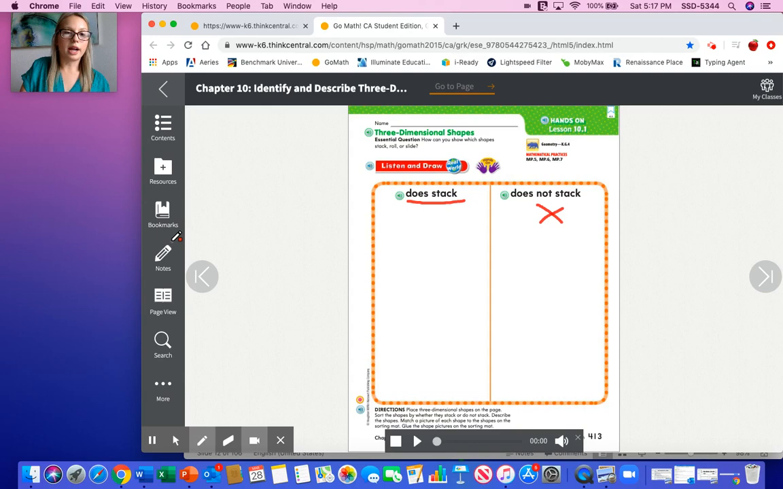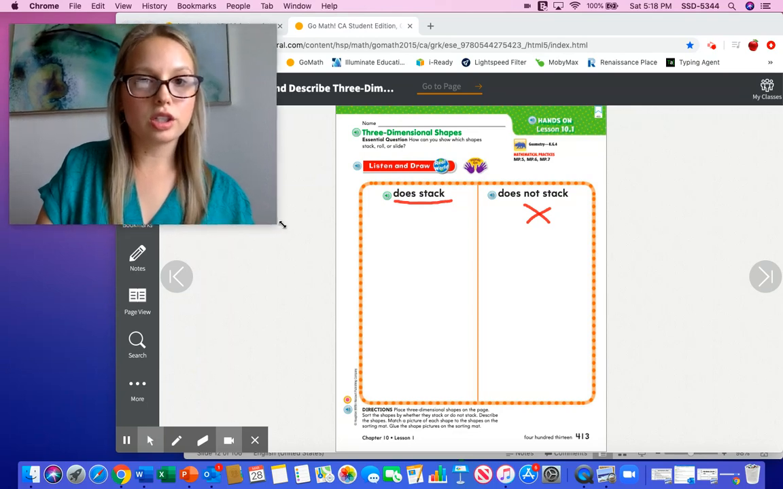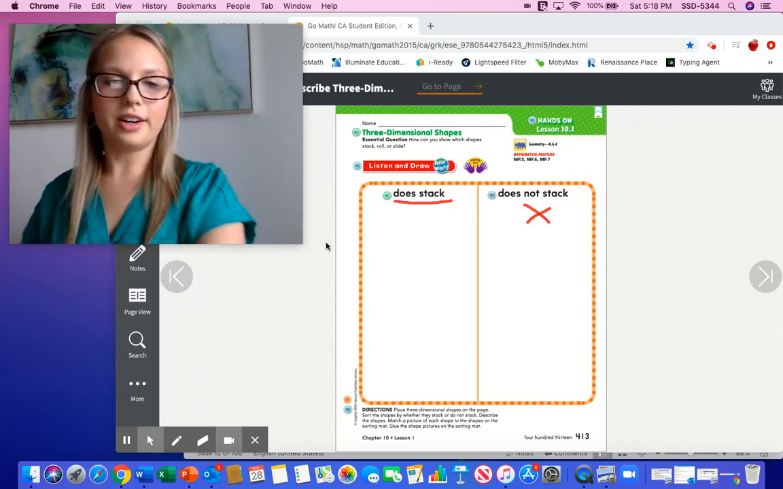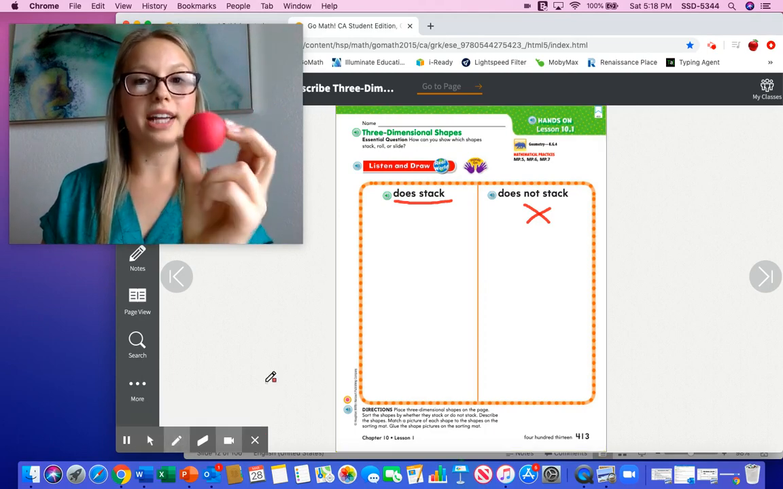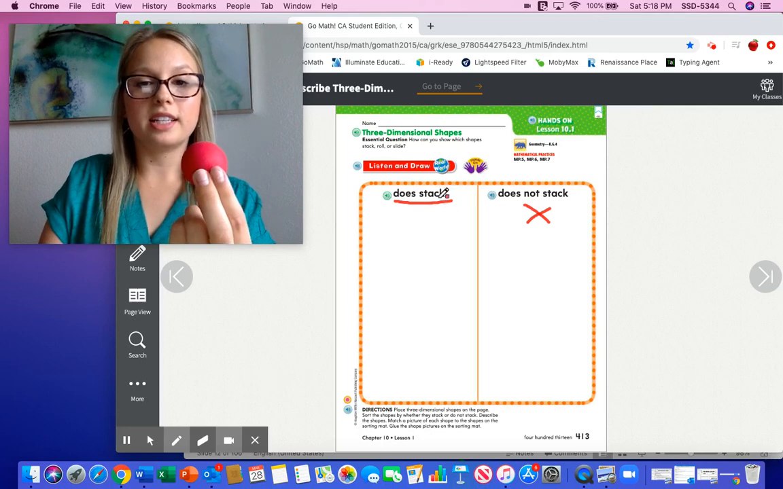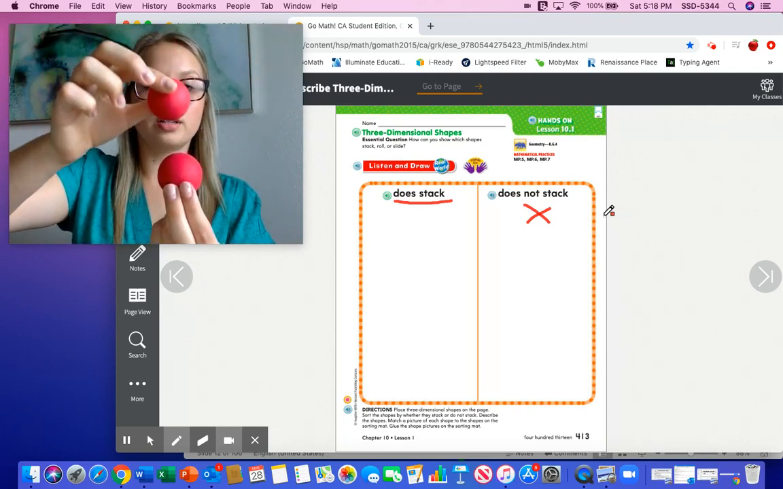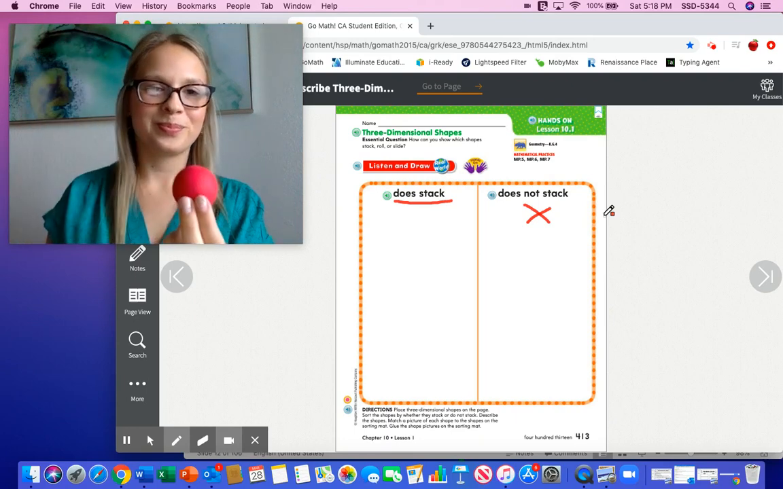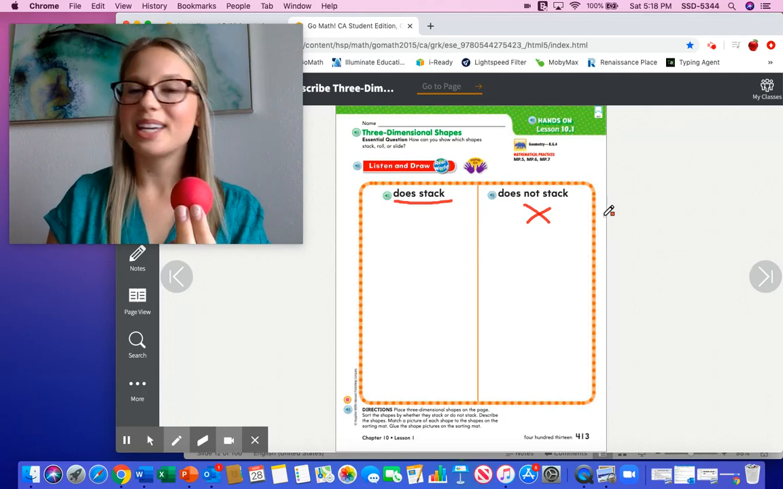Okay. So I know you don't have shapes with you at home right in front of you, so you can just look. I wonder if I can make me bigger. There we go. I want you to look over here. The first shape that I have is a ball or a sphere. We're going to see if it does stack or if it does not stack. If I take the ball and I stack another one on top, let's try again. Does it stack? No, it doesn't.